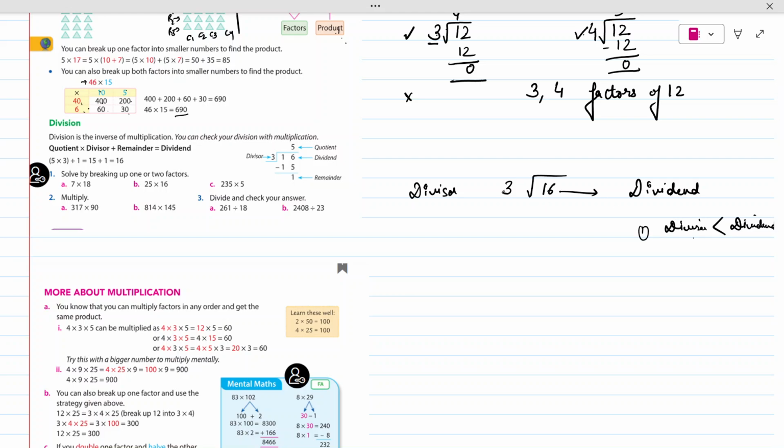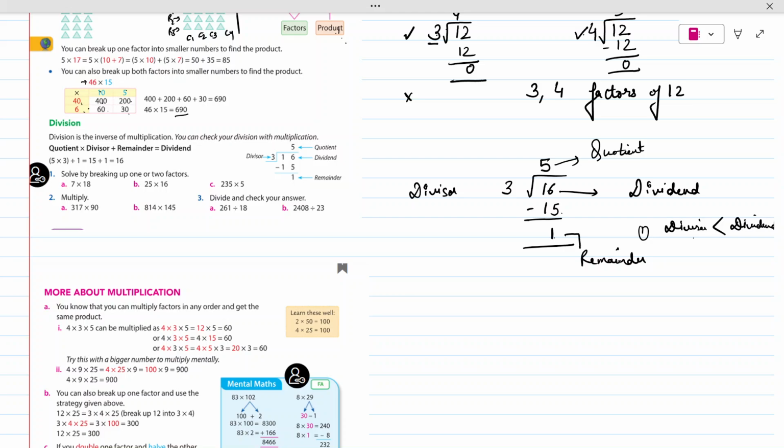Now when we are dividing, 3 into 5 will give us 15. 3 is not dividing 16 completely, so we will have 1 as the remainder. 6 minus 5 will give us 1. Here 5 is the quotient, we call it the quotient, and this R is the remainder.